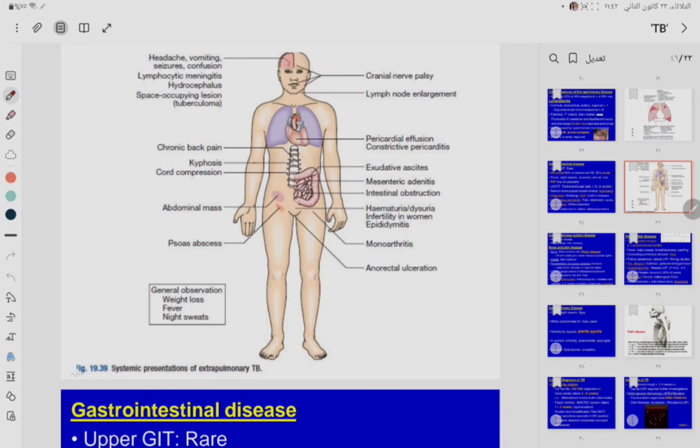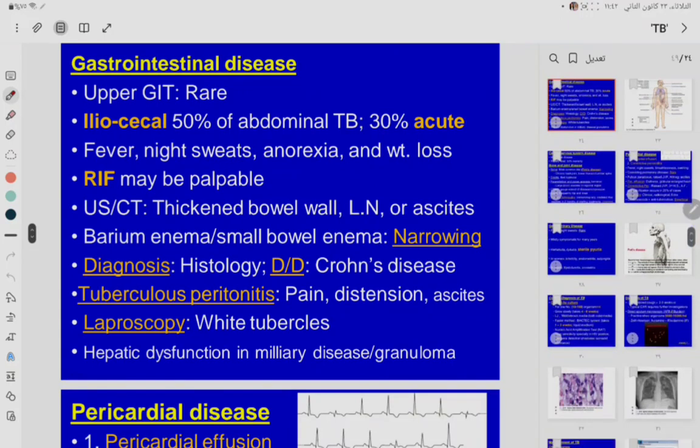Gastrointestinal: upper GI is rare, but ileocecal, as we said, is 50% of abdominal TB, 30% acute, with fever, night sweats, weight loss, right iliac fossa pain, palpable mass. Think about the inflammatory mass like in Crohn's, thickened wall, ascites, barium enema narrowing. The differential diagnosis might be tuberculous peritonitis, when there is a spread from that mass to the peritoneum. And when you do laparoscopy and biopsy, you find white tubercles. Next.